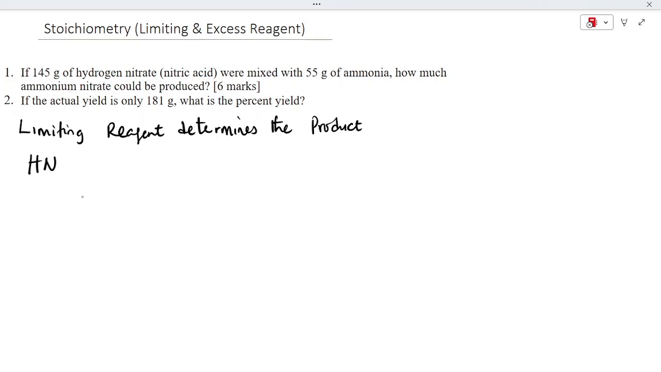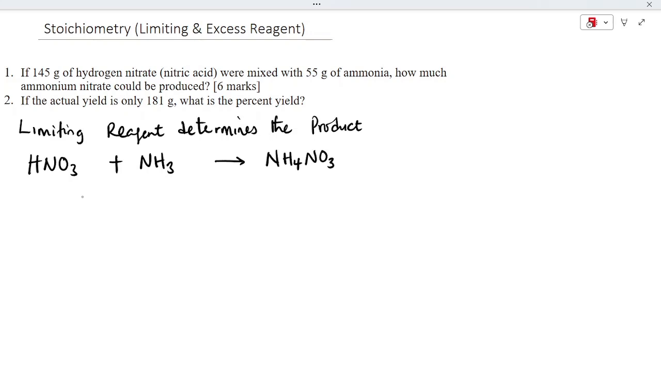But first things first, we have to get our chemical equation. We are told nitric acid reacts with ammonia. Produces ammonium nitrate. You have to note, this is one of those situations where acid and base react, but you don't get salt and water. You just get the salt, which is ammonium nitrate. And if you check, the equation is very well balanced.